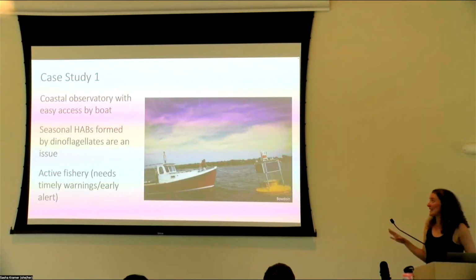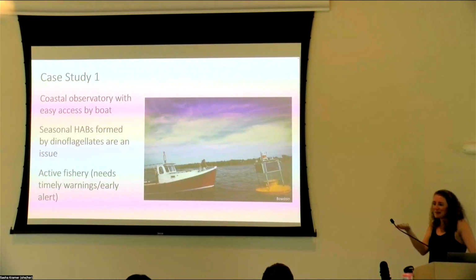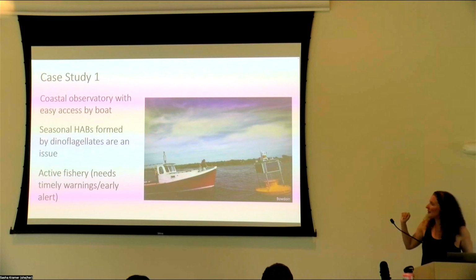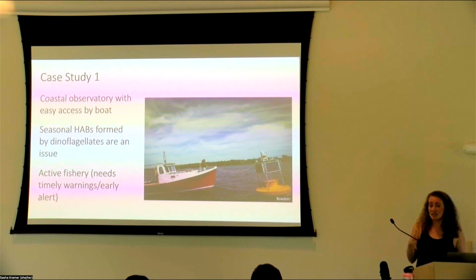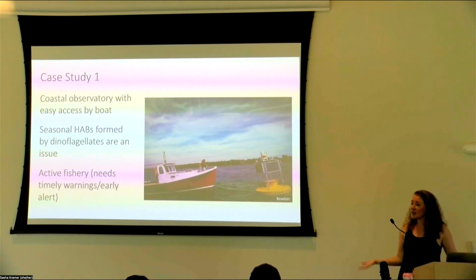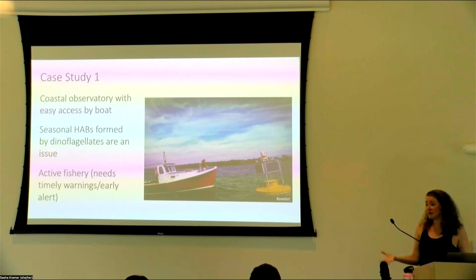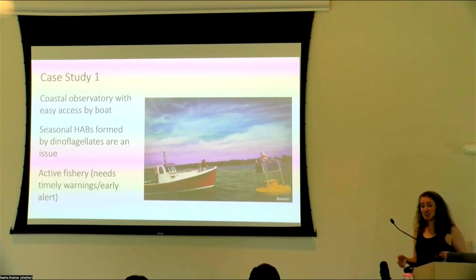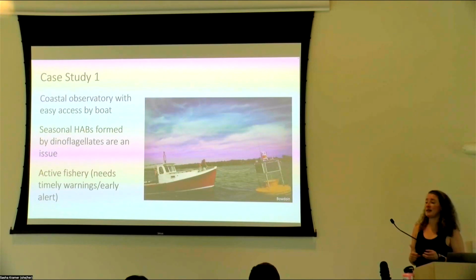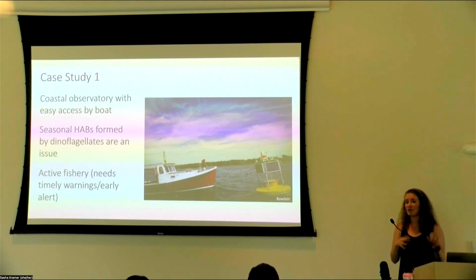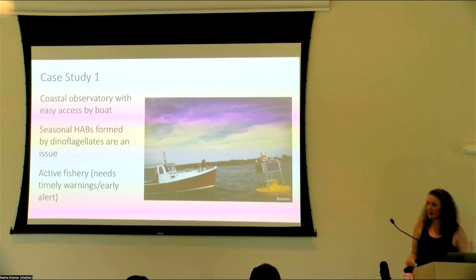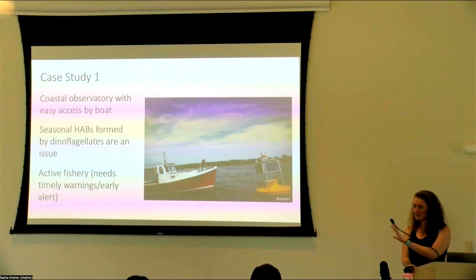So your first case study is a coastal observatory, maybe something like the Bowdoin Coastal Studies Center, I don't know, but you have easy access to get to your observatory with a boat. You can go out and sample. You also are really concerned about a seasonal harmful algal bloom that forms by dinoflagellates. This is an active fishery in your region. So people are going to be fishing, collecting shellfish. They need to have a timely warning if there's a harmful algal bloom to make sure that people aren't consuming infected shellfish or fish. So in this case, what would your ideal method be for detecting phytoplankton community composition for this observatory?